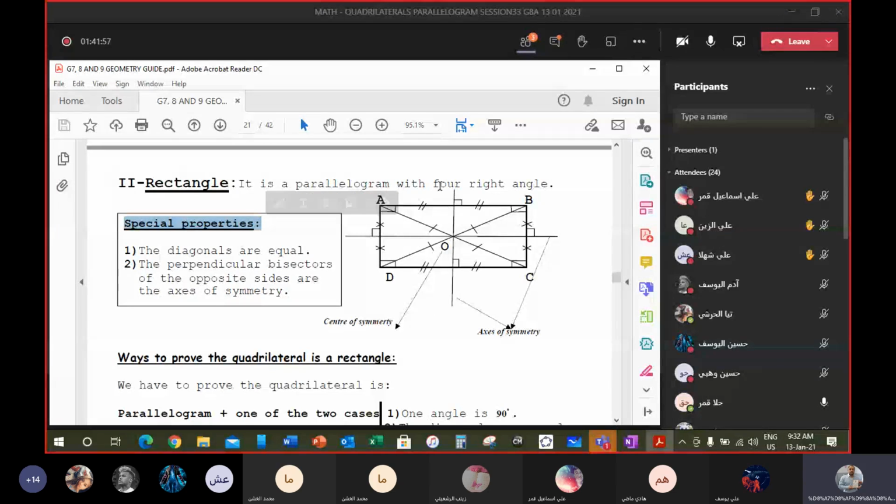Diagonals not only bisect each other, they are equal. The diagonals are equal. And the perpendicular bisectors of the opposite sides are the axes of symmetry.